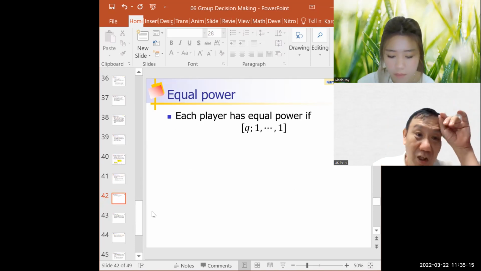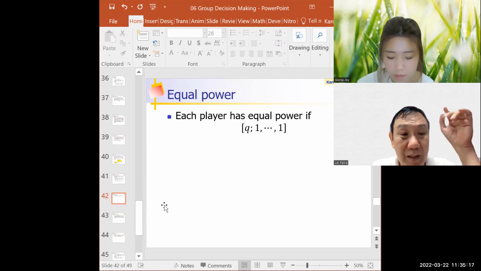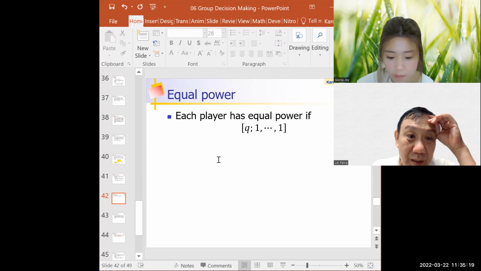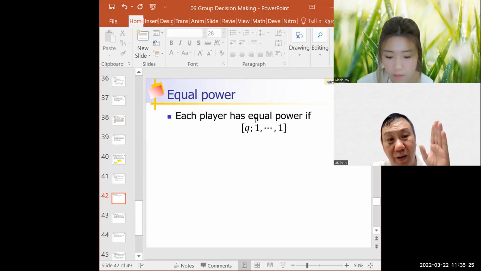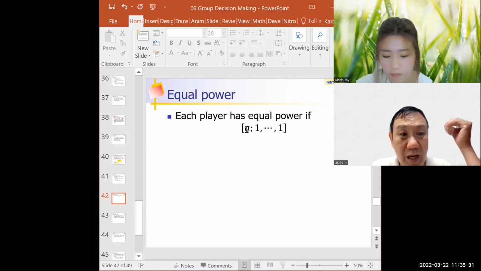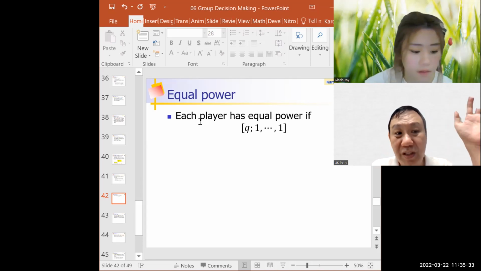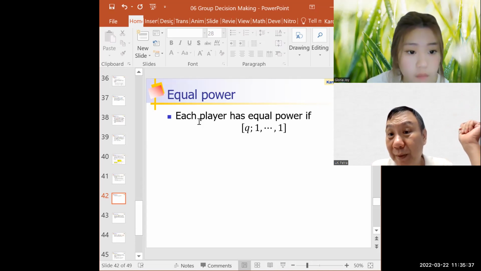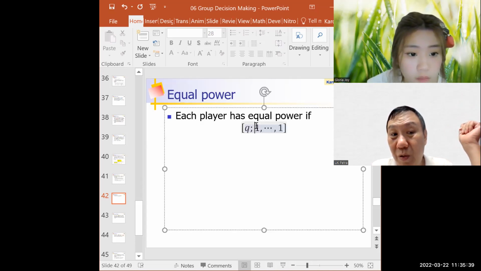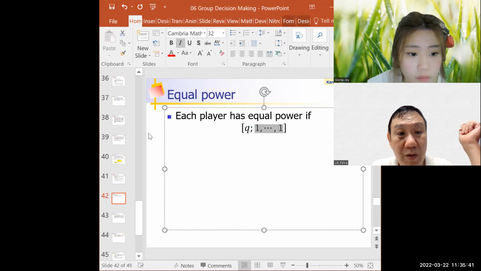Okay, so let's talk about equal power in this simple majority game. If you have n players and each of these players has equal weight, 1, 1, 1, 1, 1, and there is a Q here as the threshold, then we say each player has equal power.